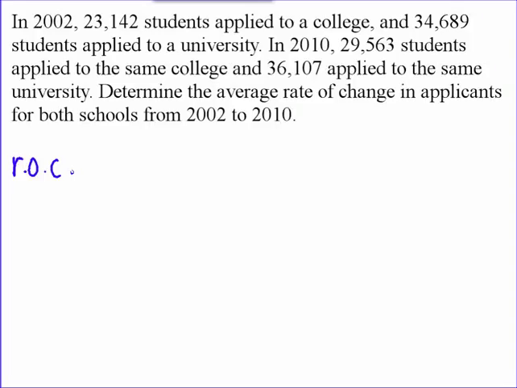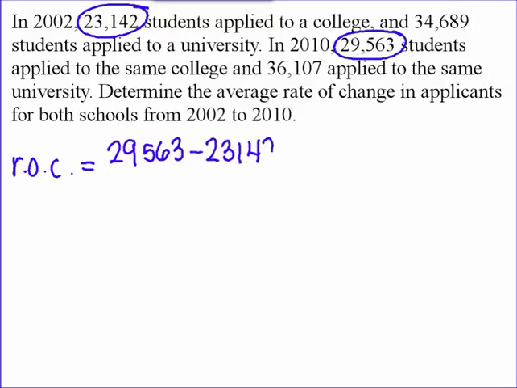Determine the average rate of change in applicants for both schools from 2002 to 2010. So here's the college. The college is 23,142, and it's also then 29,563. So based on that, what's my equation going to look like? 29,563 minus 23,142 divided by 2010 minus 2002. Good. So that's how you would set up the first one.